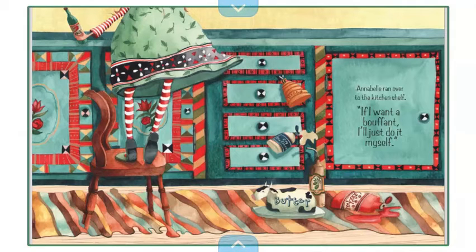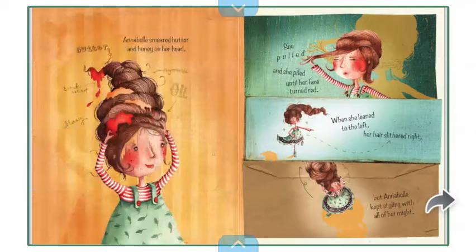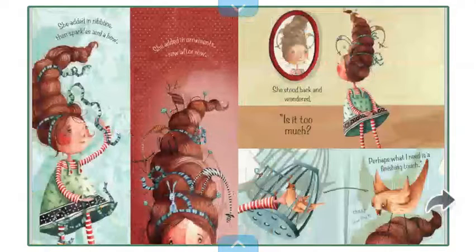Annabelle ran over to the kitchen shelf. "If I want a bouffant, I'll just do it myself." Annabelle smeared butter and honey on her head. She pulled and she piled until her face turned red. When she leaned to the left, her hair slithered right, but Annabelle kept styling with all her might. She added in ribbons, then sparkles and a bow. She added in ornaments, row after row. She stood back and wondered, is it too much? Perhaps what I need is a finishing touch.